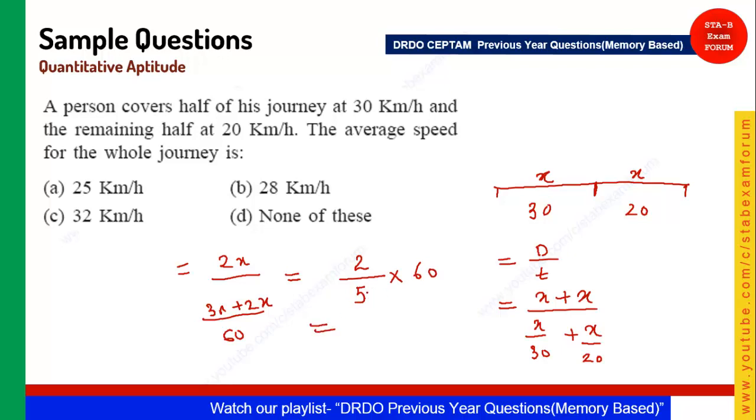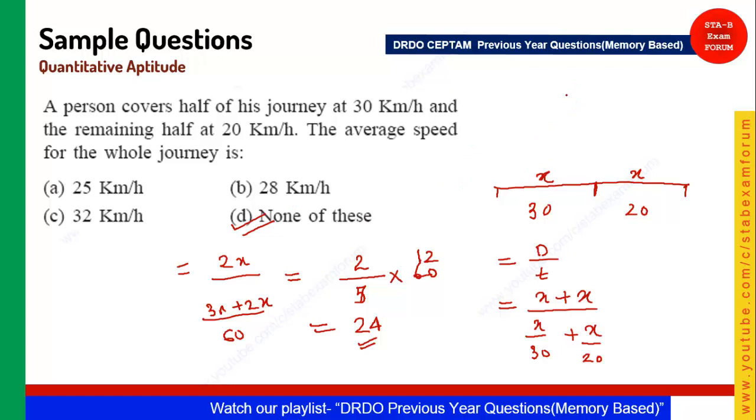5 and 5, 5 6s are 30, 12 to 24, okay. So average speed is 24 km per hour, and it is not in the options, so none of these is correct. Student, there is a shortcut, a trick for this.